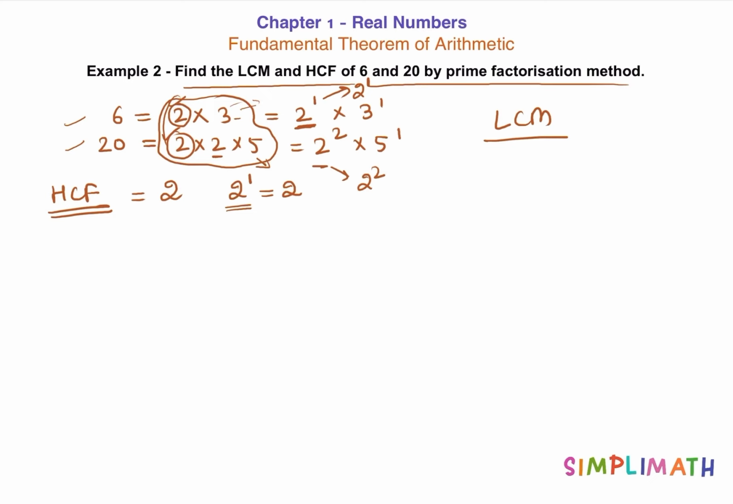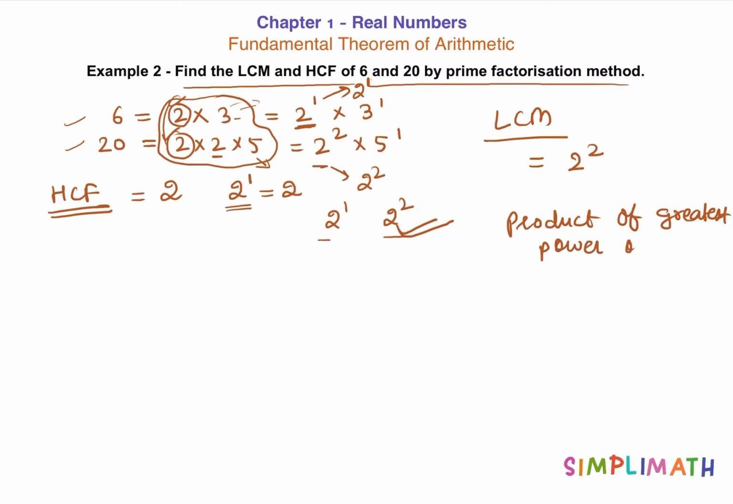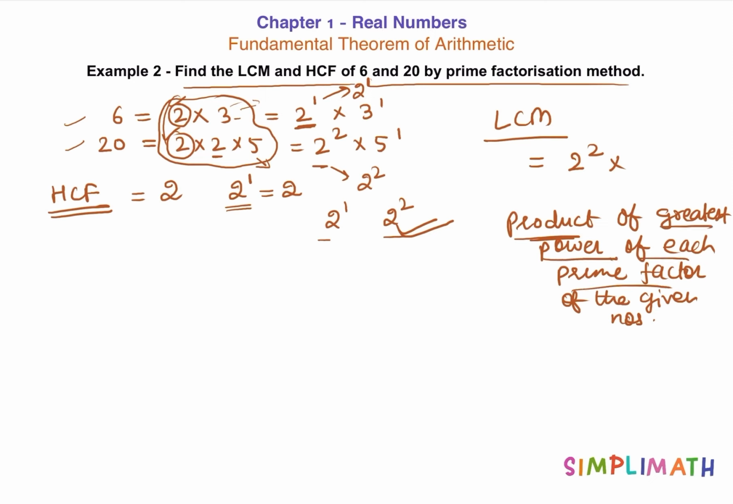So यहाँ पे 2 की greatest power अगर हम 2 to the power 1 and 2 to the power 2 में से choose करनी हो तो we will choose this one. So 2 to the power 2. Now it says product of greatest power of each prime factor of the given numbers. Right? So it says product of greatest power of each prime factor.